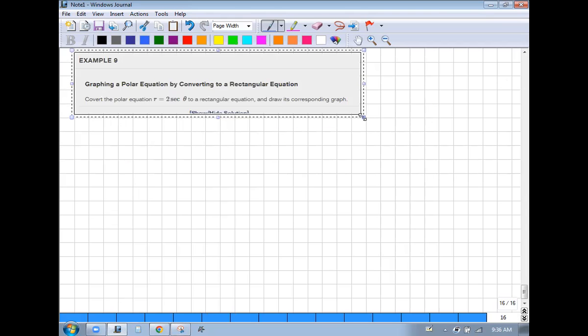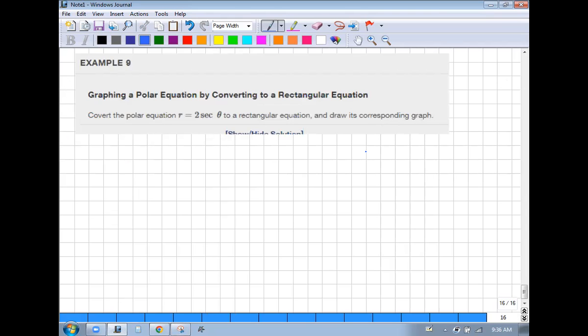Here's a polar equation. Convert it to rectangular. Well, let's see. If I just mindlessly switch them, I know that r is the square root of x squared plus y squared, right? Okay, so I could replace r there. I'll put that in.